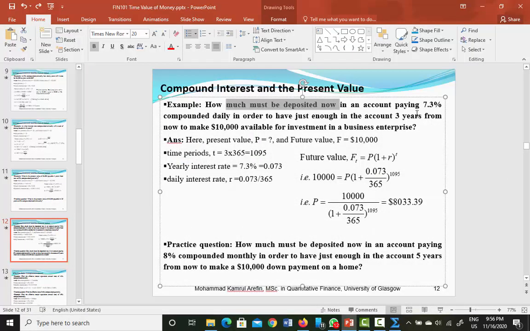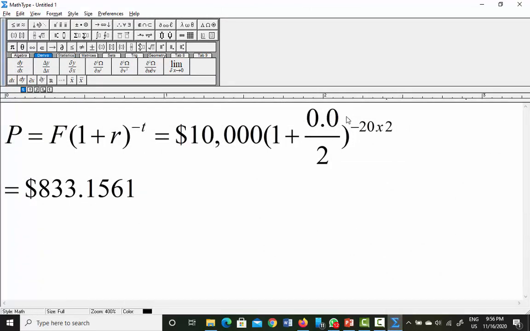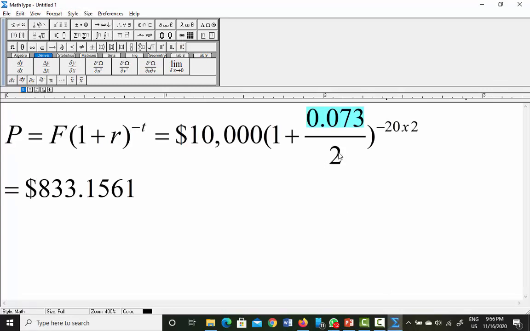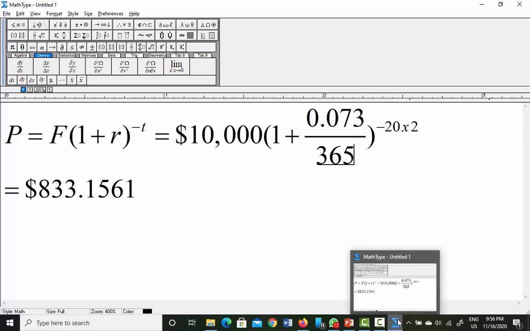Right. So the interest rate is 7.3% compounded daily. If you divide 7.3% by 100, you will get the decimal. So 7.3% means 0.073. This is 7.3%, compounded daily. Compounded daily means this is the annual rate. If you divide it by 365, we will get the daily rate.